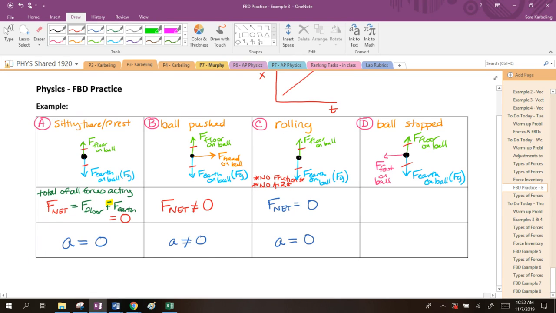Is the net force in case D 0? It is not. F net does not equal 0. And quick question: does the ball accelerate in part D? Does it change its velocity? Because it was going, and then it stopped. Going to stop means change in velocity, means acceleration does not equal 0. You guys are rock stars. We doing okay? Sweet. We're going to turn that page over.